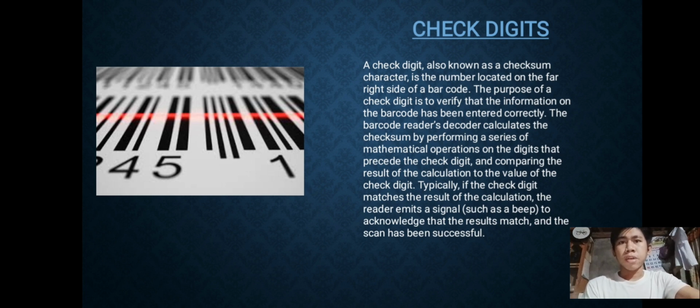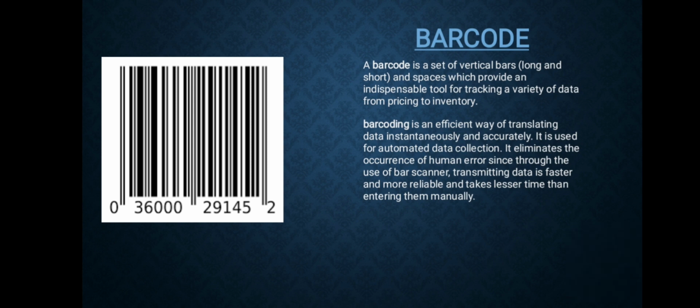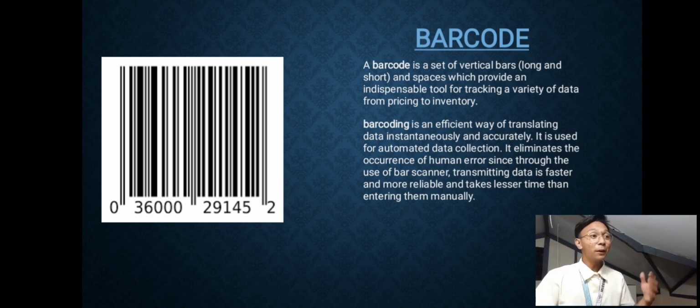Typically, if the check digit matches the result of the calculation, the reader emits a signal, such as a beep, to acknowledge that the result matches and the scan has been successful. So I'll be introducing you to the barcode.